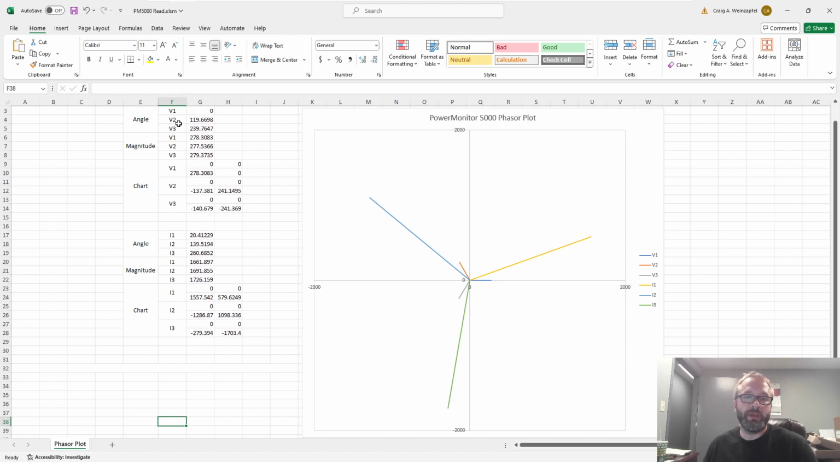Each one of these cells is using DDE to connect directly to the PowerMonitor and bring the data into Excel, where I could then manipulate it down here to create my phasors. And if you look long enough at it, you'll see that they are changing in magnitude and angle slightly. Pretty consistent load, pretty uniform power.